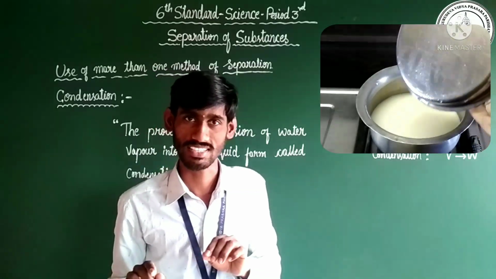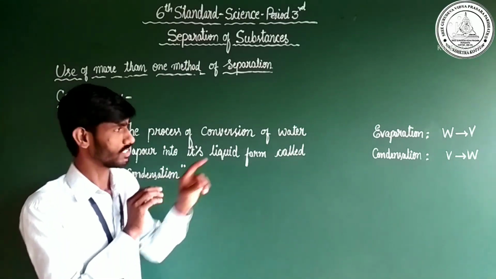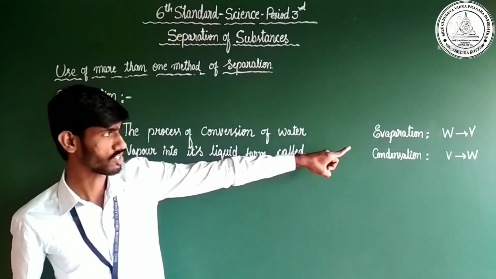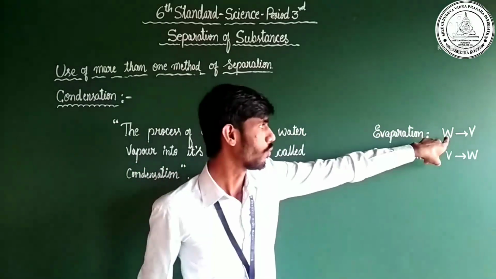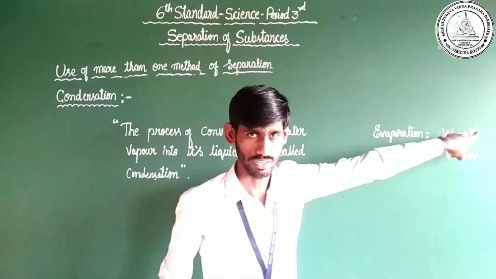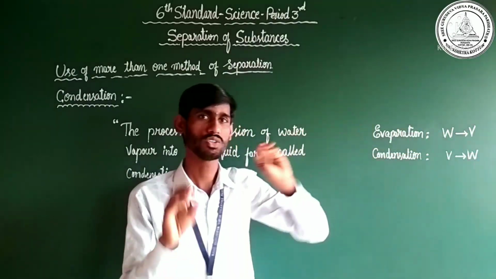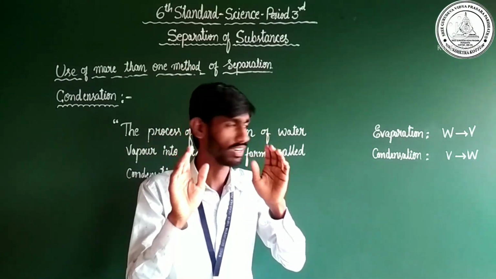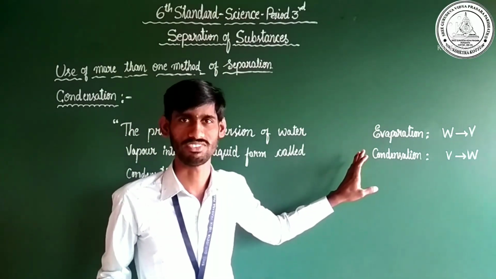Okay, dear children, this is an example of condensation. Just understand the definition of evaporation and condensation. Evaporation is nothing but water converted into vapor. Condensation is vapor converted into water. Just save it in your mind. Dear children, this is the difference between the evaporation and condensation definitions.